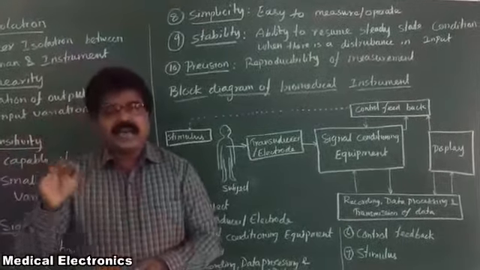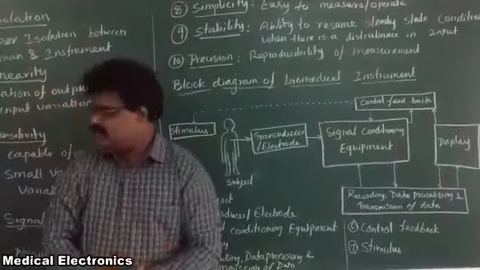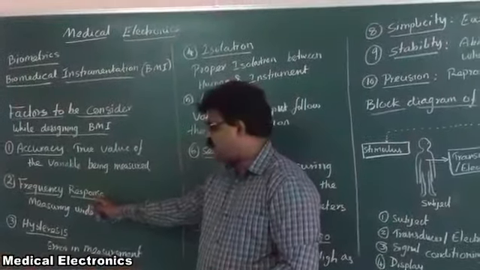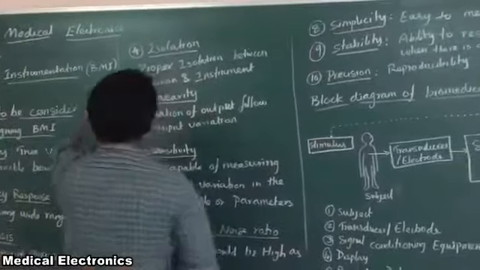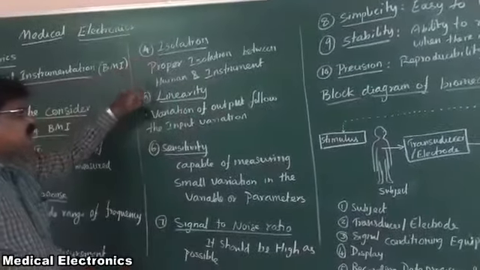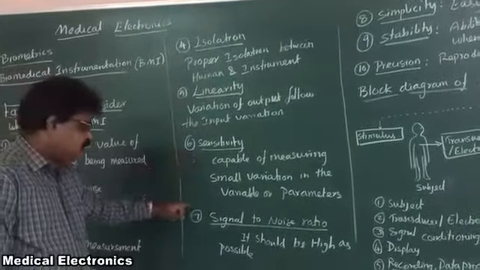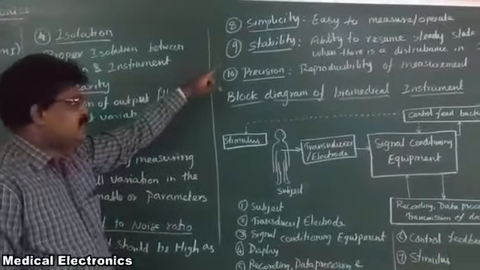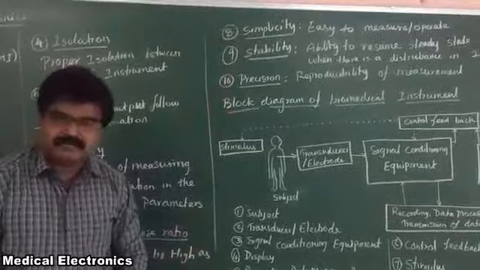So these are the 10 important factors to be considered while designing a very good biomedical instrument, the characteristics of a very good biomedical instrument. What are the characteristics? First one is accuracy, second is frequency response, third is hysteresis, fourth is isolation, fifth is linearity, sixth is sensitivity, seventh is signal to noise ratio, eighth is simplicity, ninth is stability, and last is precision.